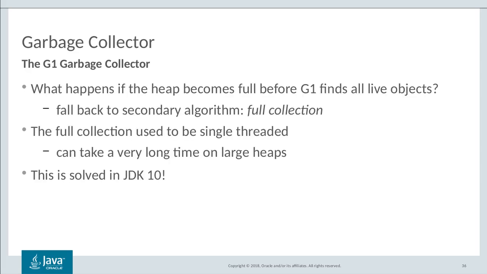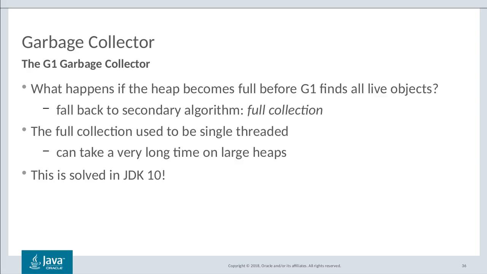Now, if you were looking hard at the previous slides, you might have wondered, well, if G1 finds all live objects concurrently with my application, what happens if the heap becomes full before G1 has found all the live objects? That is a problematic scenario for G1 and one we work hard to ensure it's not getting into. But if that happens, then G1 will fall back to a secondary algorithm called a full collection. To make matters even worse, the full collection used to be single-threaded, which means that a full collection can take a very long time on large heaps.